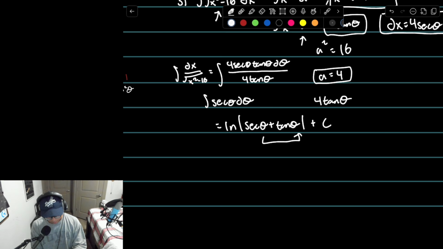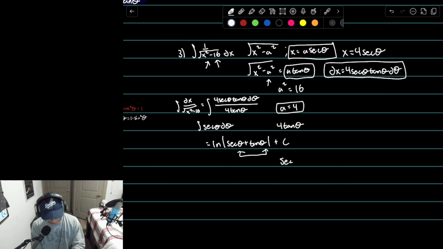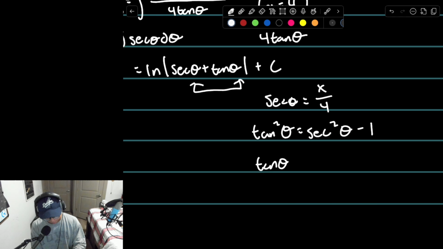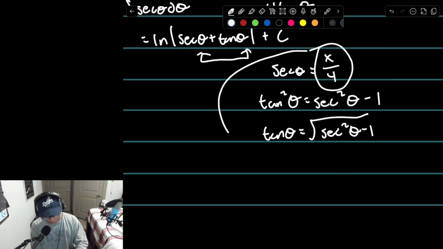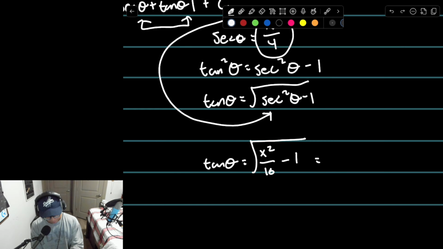And to solve for these thetas, we can use this substitution, which again our a is 4, so it becomes x equals 4 secant theta, to then solve for our theta over here. So that becomes secant of theta equals x over 4. Now we can use our identity, tan squared theta equals secant squared theta minus 1, which simplified becomes tangent of theta equals the square root of secant squared theta minus 1, and then substitute our solved secant into this, which then gets us the tangent of theta equals the square root of x squared over 16 minus 1, which simplifies to the square root of x squared minus 16 over 4.